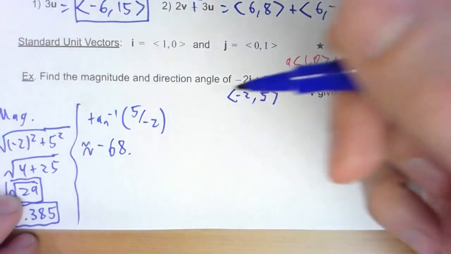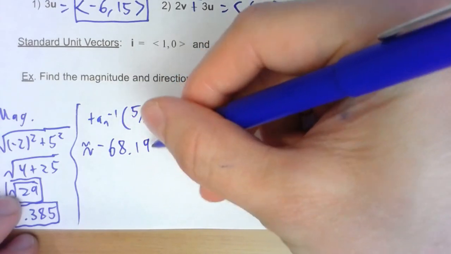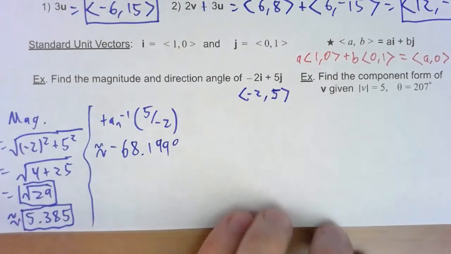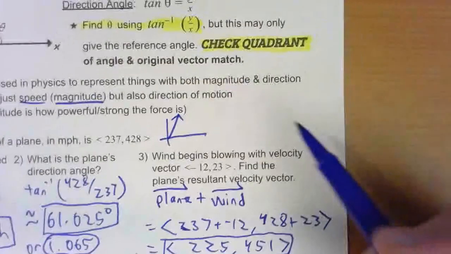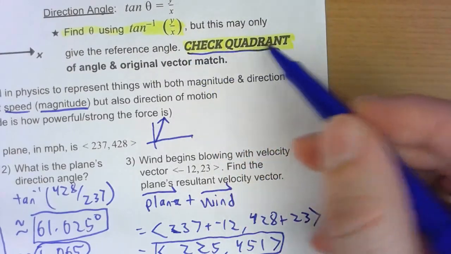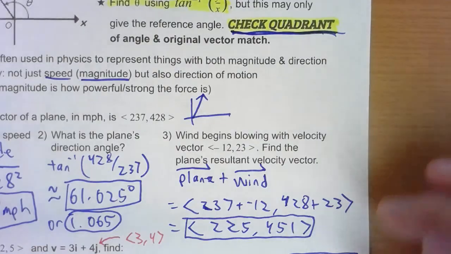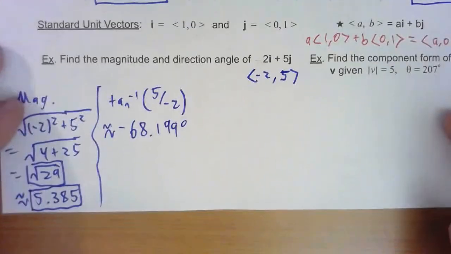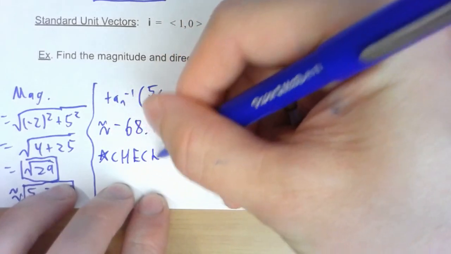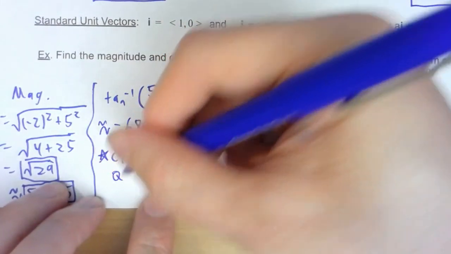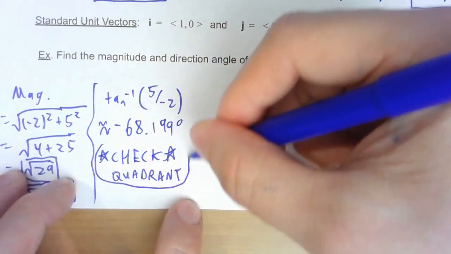The calculator said -68.199 degrees. That is not correct. That is not what theta is. Remember, this note up here is very important. You must every time check the quadrant. Your calculator is a tool. You've got to use your brain alongside the tool. Right? Check the quadrant. The quadrant that we have here does not match the quadrant of our vector.